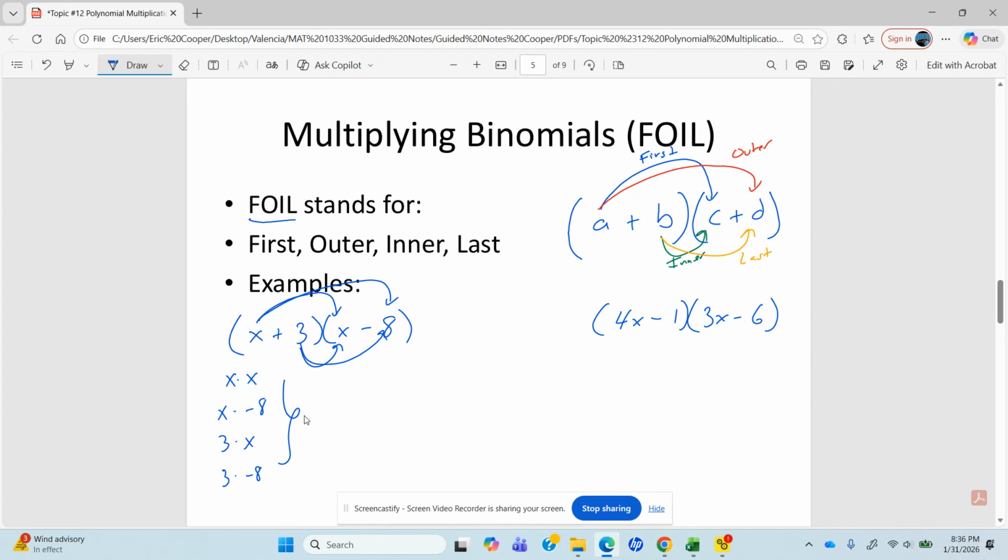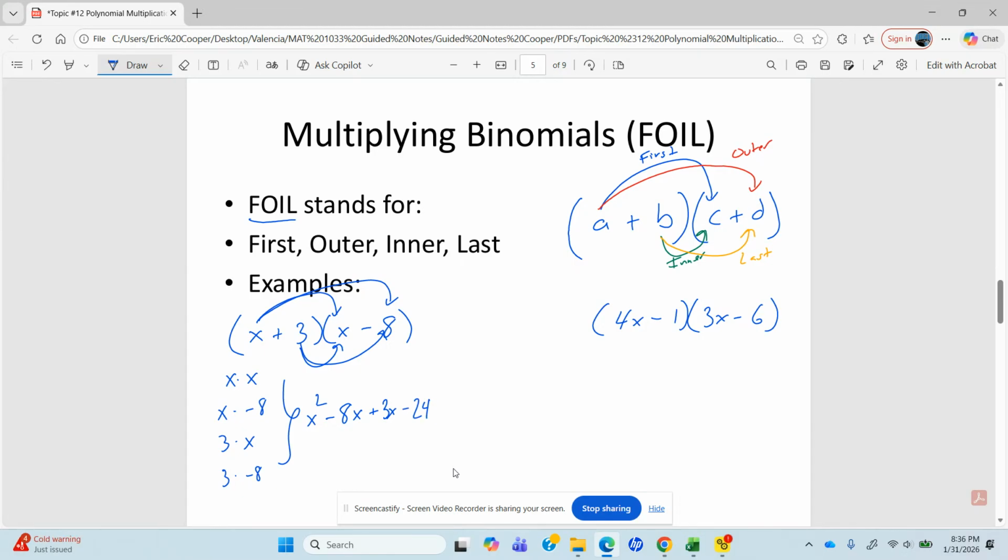Multiplying that all together, x times x gives me x squared. X times negative 8 is just negative 8x. 3 times x gives me 3x. And 3 times negative 8 gives me negative 24.